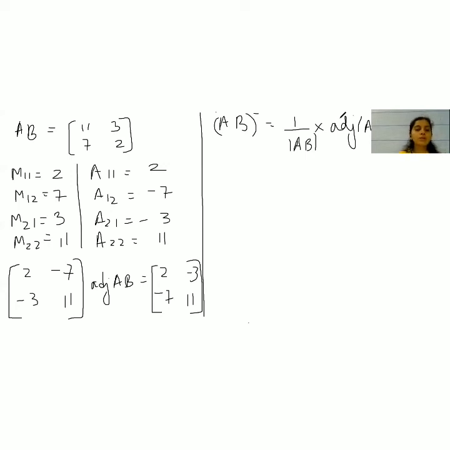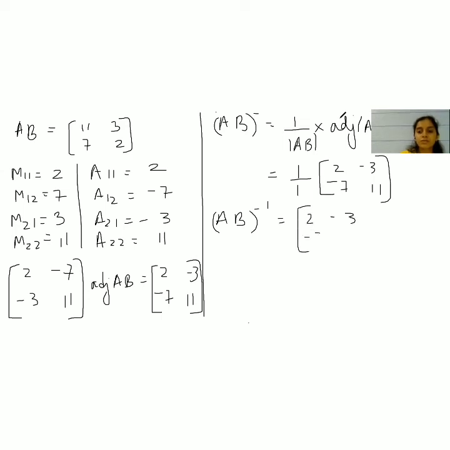Now, what is determinant of AB? 22 minus 21, that is 1. So determinant of AB is 1. So 1 upon 1 multiplied by the adjoint, 2 minus 3 minus 7 and 11. So AB inverse, sorry, is 2 minus 3 minus 7 and 11.